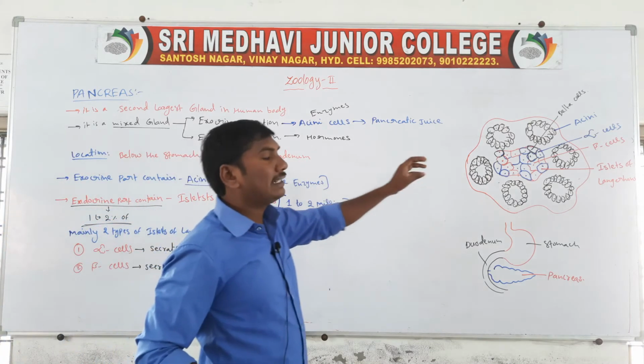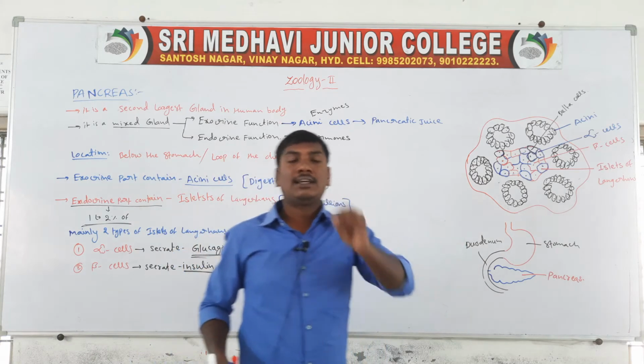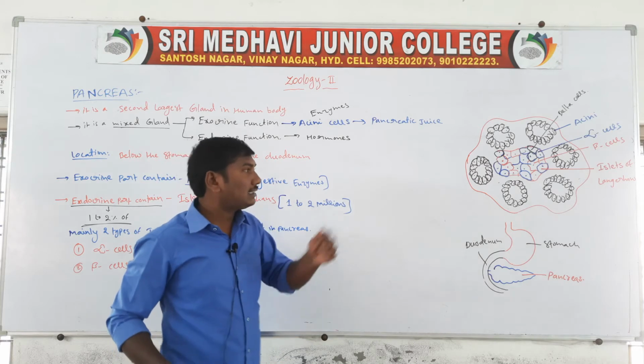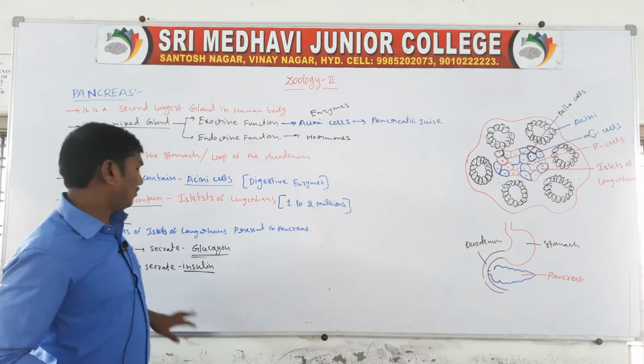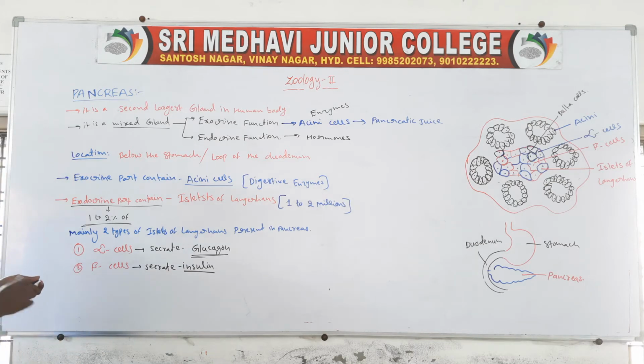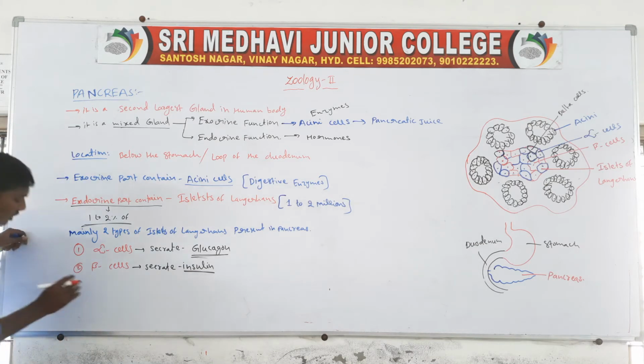So the pancreas contains alpha cells and beta cells. Alpha cells secrete the hormone glucagon. The beta cells secrete the hormone insulin. First heading, glucagon. Functions of glucagon.